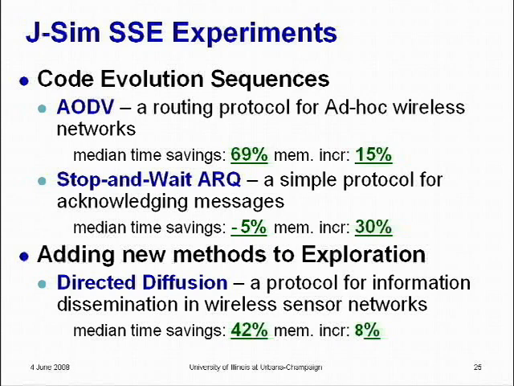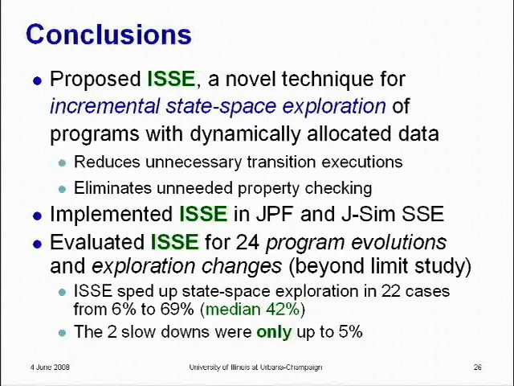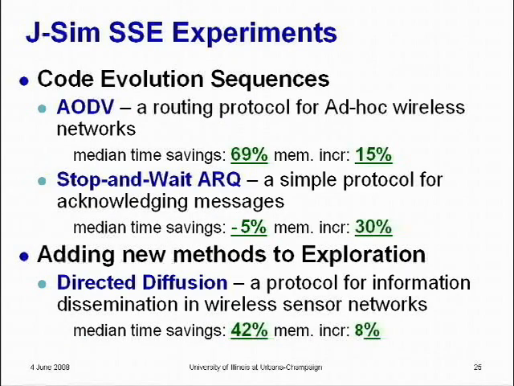And we obtained similar results: the savings in time that we can achieve range up to 60-70%, and there are some slowdowns of up to 4, 5, up to 10%. Also, the memory shows some increase, but somewhat smaller, just because of different implementation of JSIM and JPF.